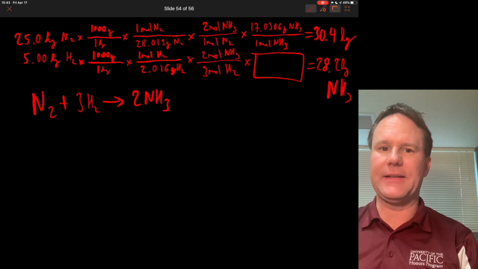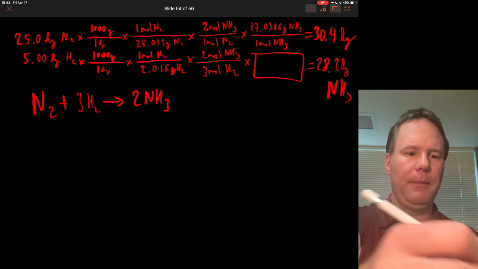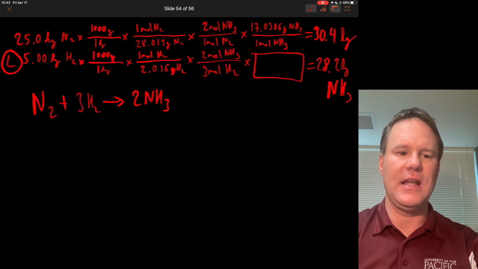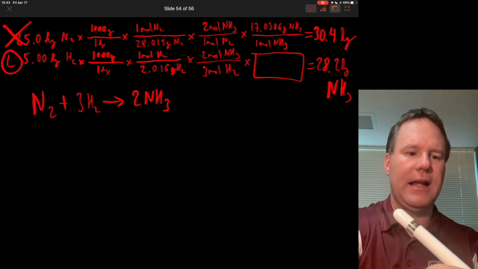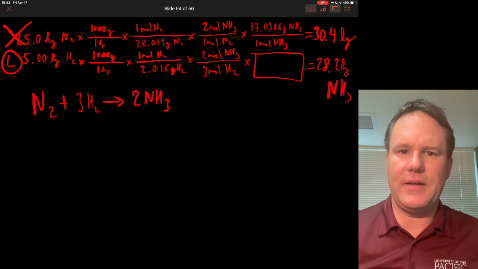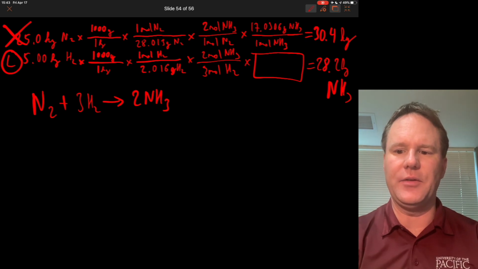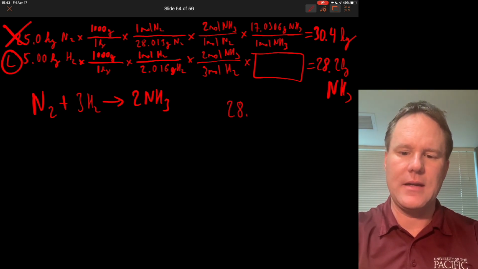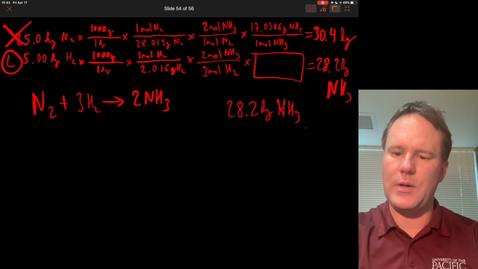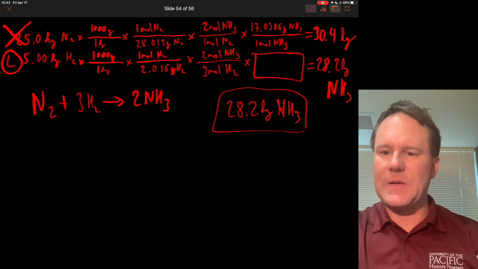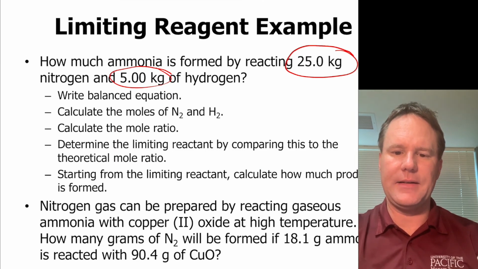So which one's limiting? Well, the limiting one is the one that gives less, which is the hydrogen, and the other one is the one in excess. And then using X for the excess is actually pretty good, because then it crosses out that line and you know that it's not the calculation you should do. And so the answer would be 28.2 kilograms of ammonia. Very good. Okay, so let's go back to the slide.